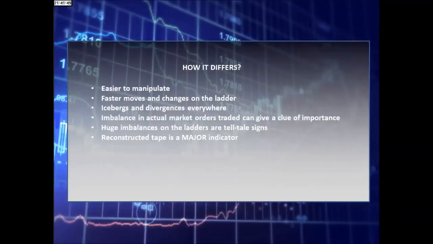So basically my recommendation is to configure for gold something like 50 contracts for iceberg and 50 for divergence, and probably the same or a little bit more for crude, because you only want to hear them when the really big things appear, but you will see that anyways. Imbalance in actual market orders traded can give you a clue of importance.